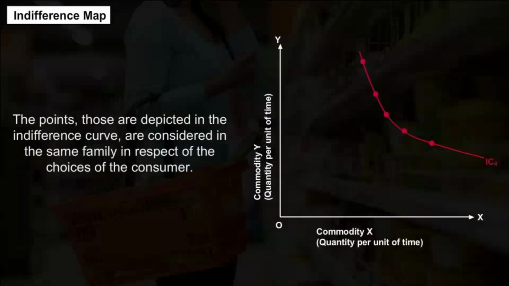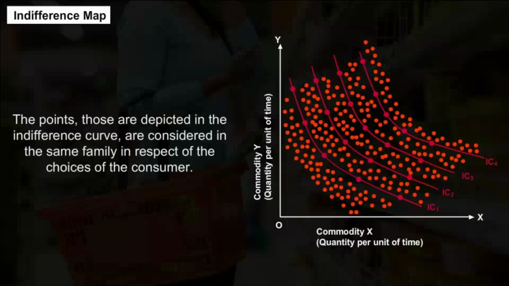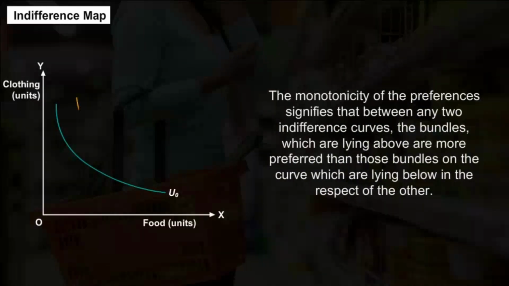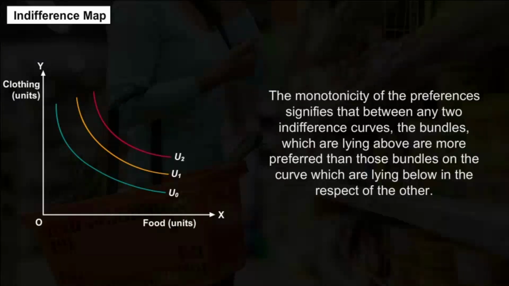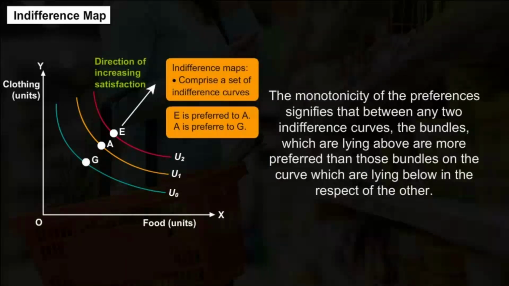Indifference map. The points depicted on an indifference curve are considered to be in the same family with respect to the choices of the consumer. The monotonicity of preferences signifies that between any two indifference curves, the bundles lying above are more preferred than those on the curve lying below.